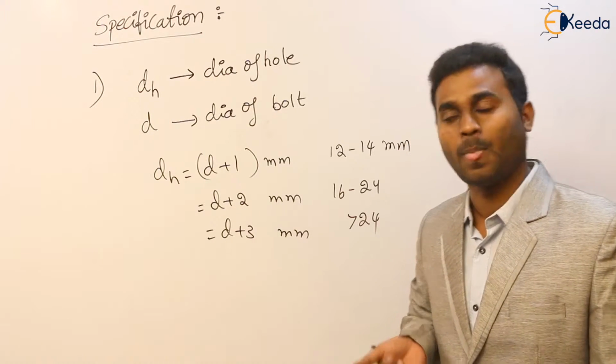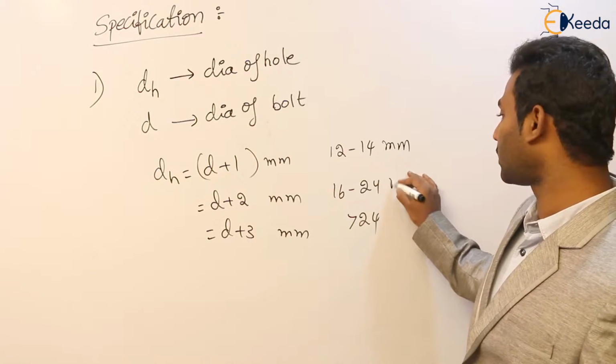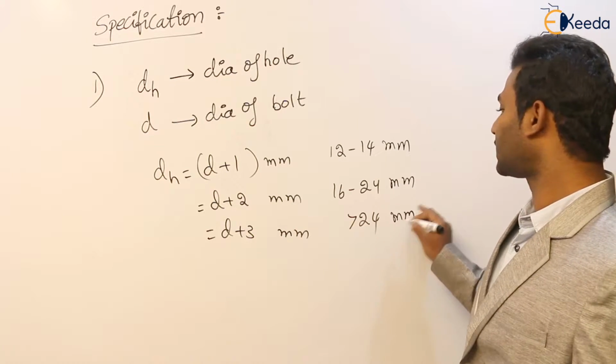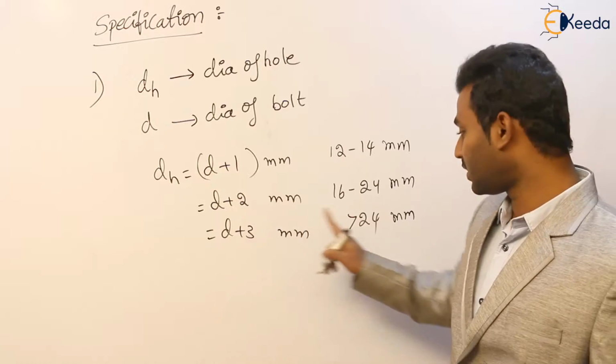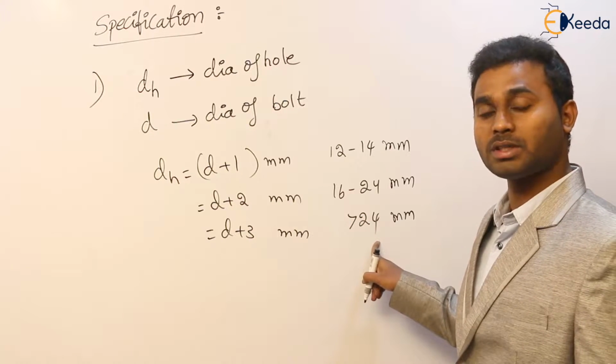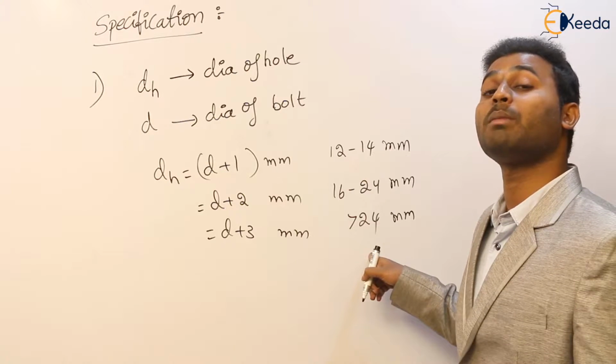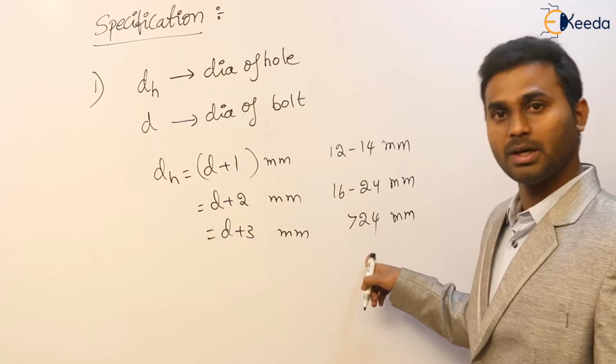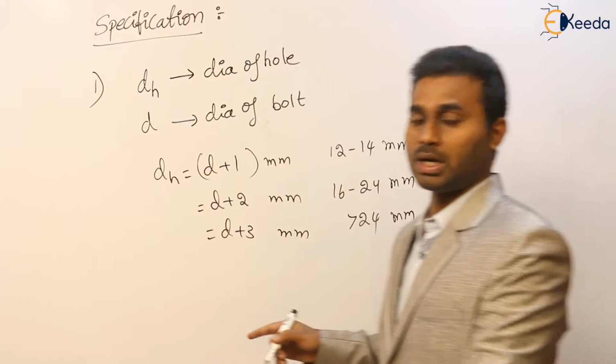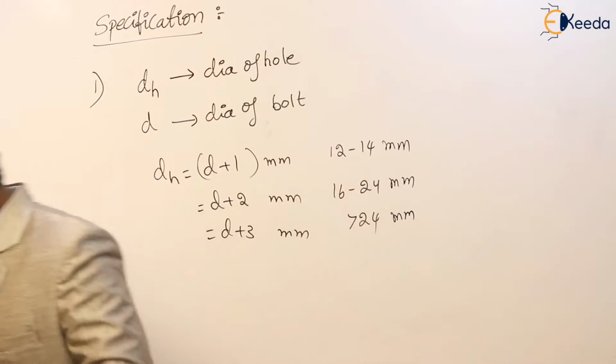Similarly, for greater than 24 mm, the extra clearance provided is 3. It means if the bolt dia is 26, then 29 mm of hole dia should be provided. So this is the provision regarding the extra clearance for the bolt dia.